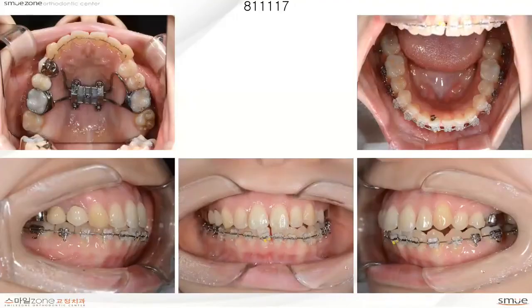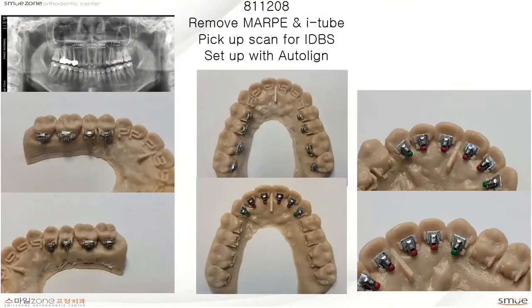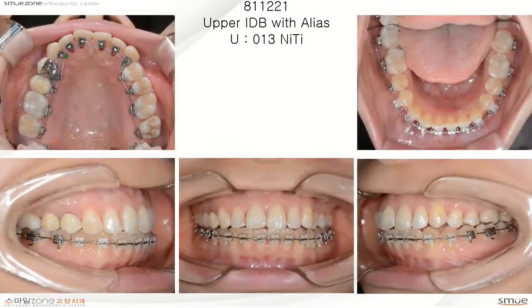While waiting, the retention period. We put a small tube on the lingual side with a 012 nitinol wire, trying to level and align the anterior teeth. Brackets were placed on the lower jaw and the leveling stage started. And we're preparing for the upper lingual braces.